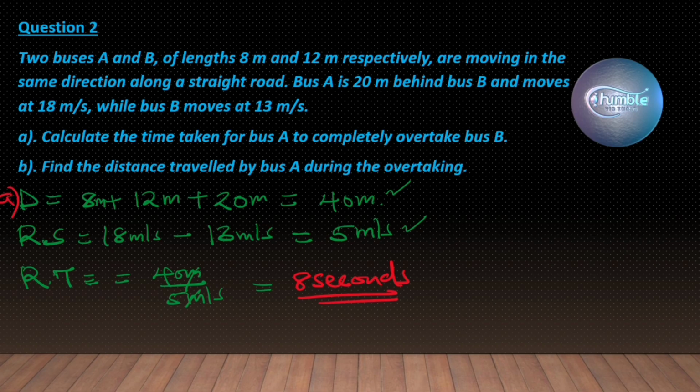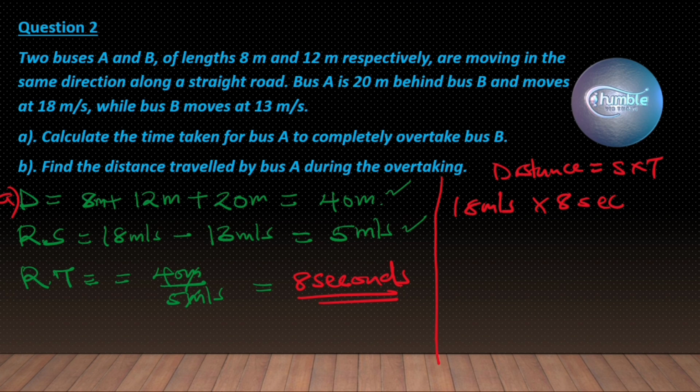Part B, find the distance traveled by bus A during overtaking. So bus A was moving at 18 meters per second and it took 8 seconds to travel. So therefore distance is equal to speed times time. The speed of bus A is 18 meters per second. The time taken is 8 seconds. So you take 18 times 8 and that one gives you 144 meters. So bus A had to travel 144 meters to be able to overtake bus B.